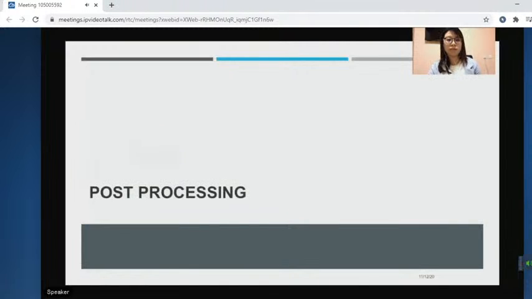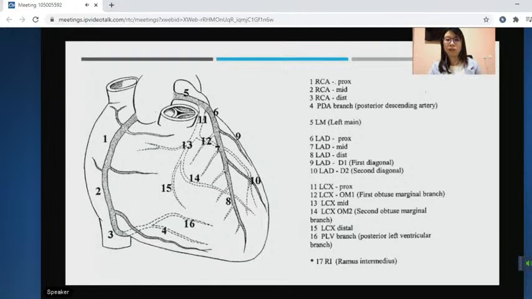So for post-processing, first we must know the anatomy. The three main vessels are RCA, LAD, and LCX. RCA comes up from the right coronary sinus and goes into the right AV groove. The LAD comes up from the left coronary sinus to the left main and divides into LAD, and it goes into the anterior interventricular groove. And LCX is from the left main as well, and goes into the left AV groove.